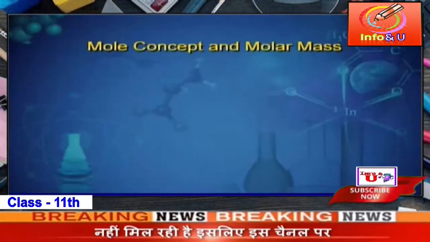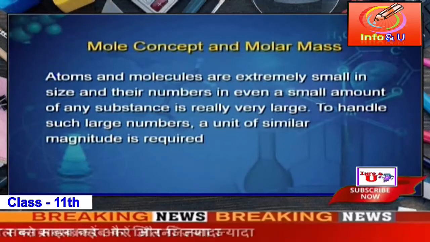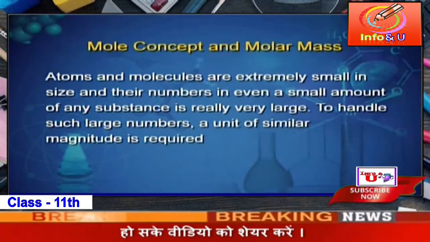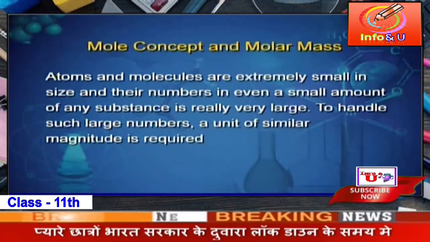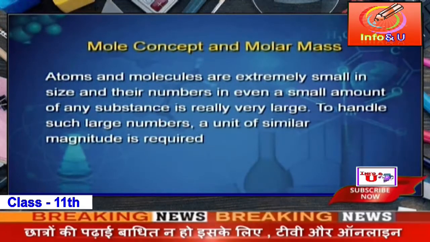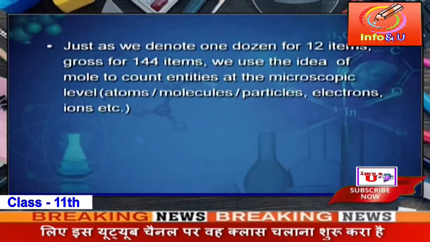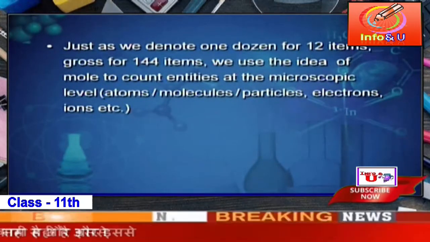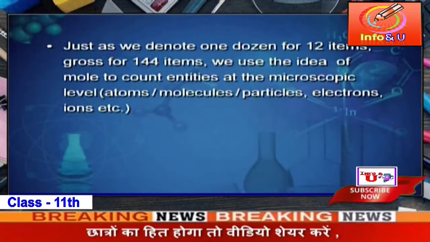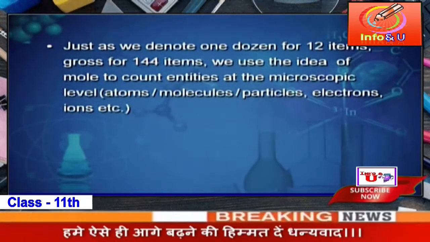Now the next topic is mole concept and molar mass. Atoms and molecules are extremely small in size and their numbers in even a small amount of any substance is really very large. To handle such large numbers, a unit of similar magnitude is required. Just as we denote 1 dozen for 12 items, gross for 144 items, we use the idea of mole to count entities at the microscopic level: atoms, molecules, particles, electrons, ions.